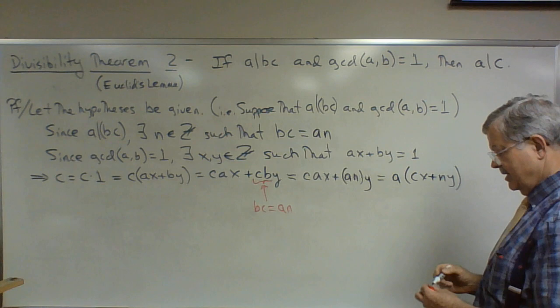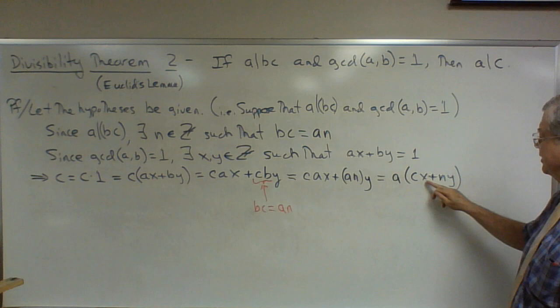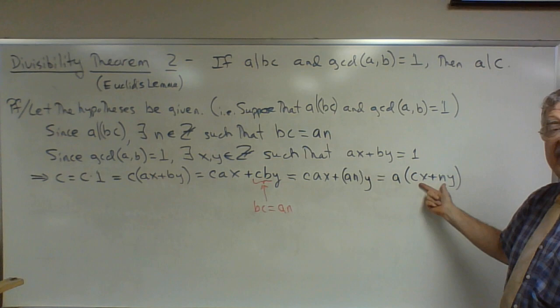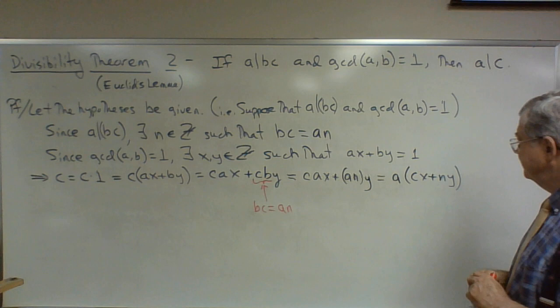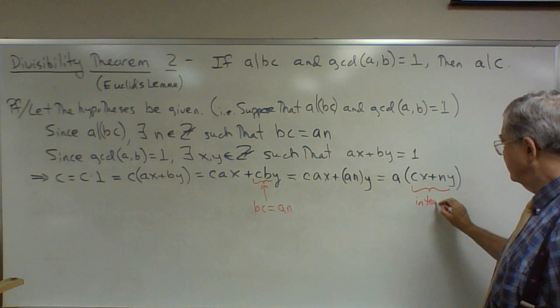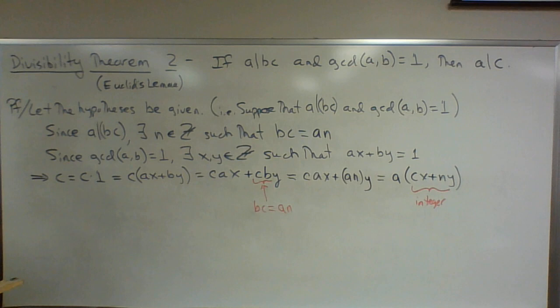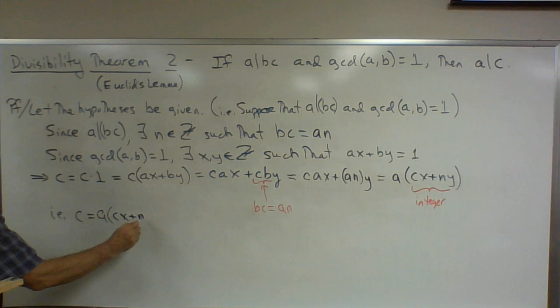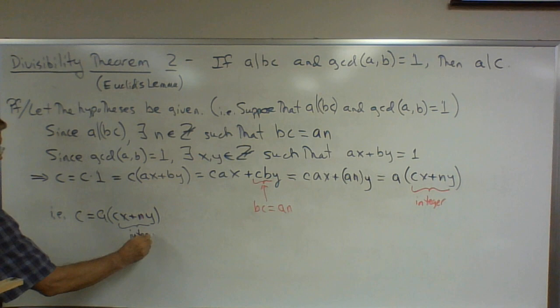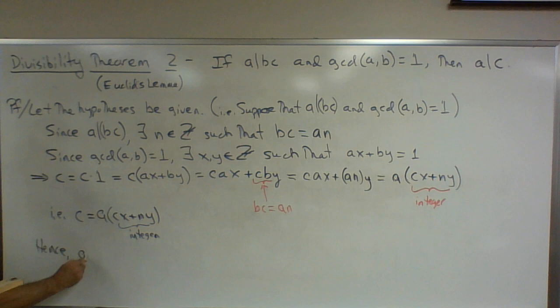And notice retrospectively that C is an integer, X is an integer, N is an integer, Y is an integer. This is the product and sum of integers, so it's an integer. C equals A times garbage, CX plus NY. And that's an integer. Hence, A divides C.